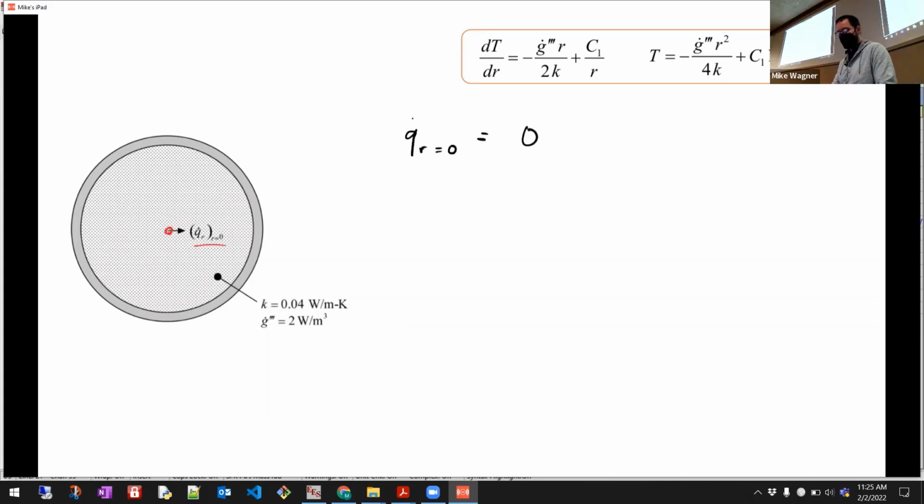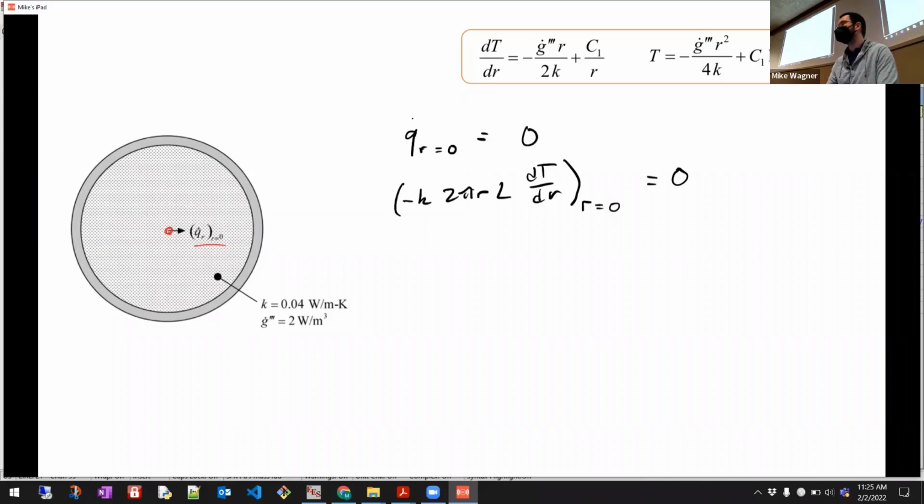Okay, now we need to, again, use our rate equation. So we are evaluating Q dot. If we use Fourier's law for Q dot, we're going to say minus k 2 pi r L dT/dr. That's Q dot. We're evaluating this at r equals 0. That has to equal 0.